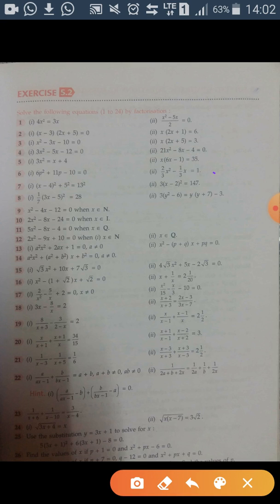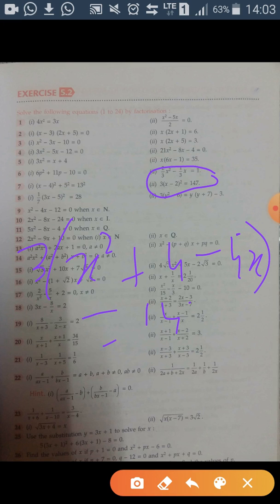Now this thing, 7's 2, is also the same thing, where it is 3 into x minus 2 whole square. So 3 into a minus b whole square: a square is x square, b square is 2 square, which is 4, and minus 2ab is 2 into x into 2, which is 4x. That is equal to 147. Then you will multiply this 3 with all of these, and bring this 147 to the left hand side and then solve it.